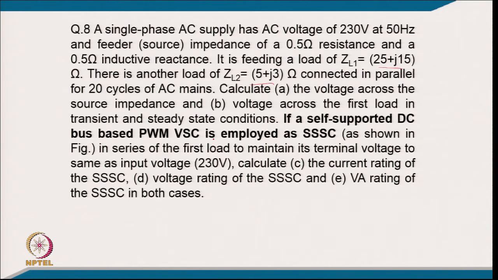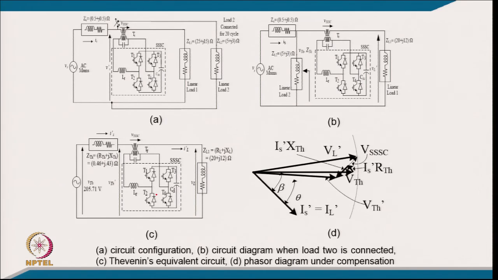If a self supported DC bus based PWM voltage source converter is used as SSC in series with the first load to maintain the terminal voltage at the input voltage of 230 volt, calculate the current rating of SSC, voltage rating of SSC, and VA rating of the SSC in both the cases.